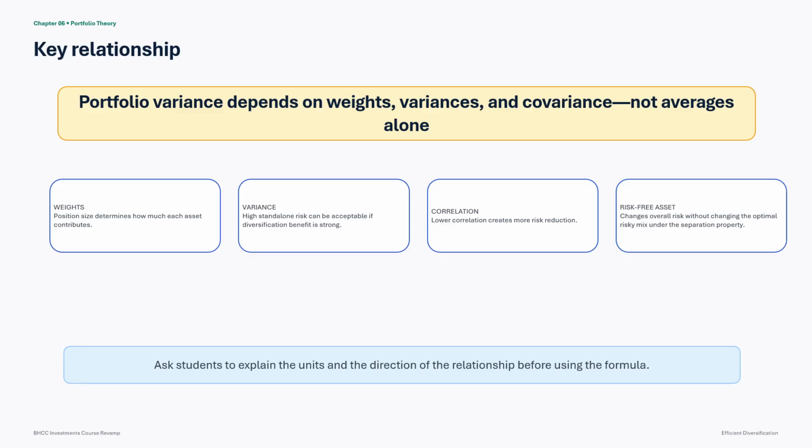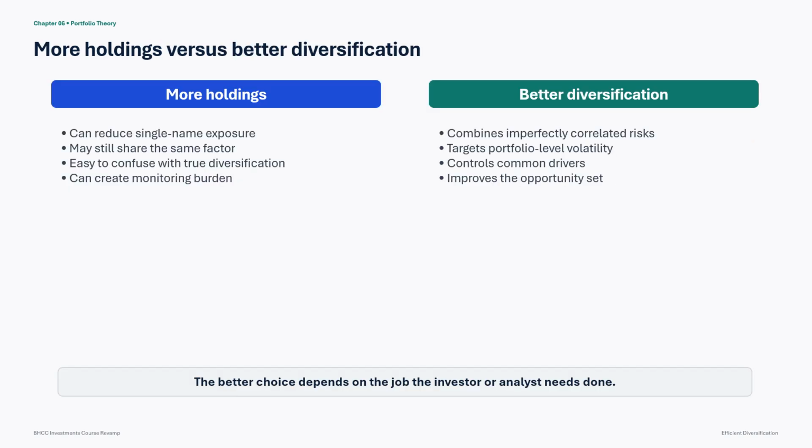Lower correlation generally improves diversification. The formula should confirm the reasoning, not replace it. This comparison is one of the most important in the chapter. More holdings versus better diversification. More holdings can reduce exposure to a single company.